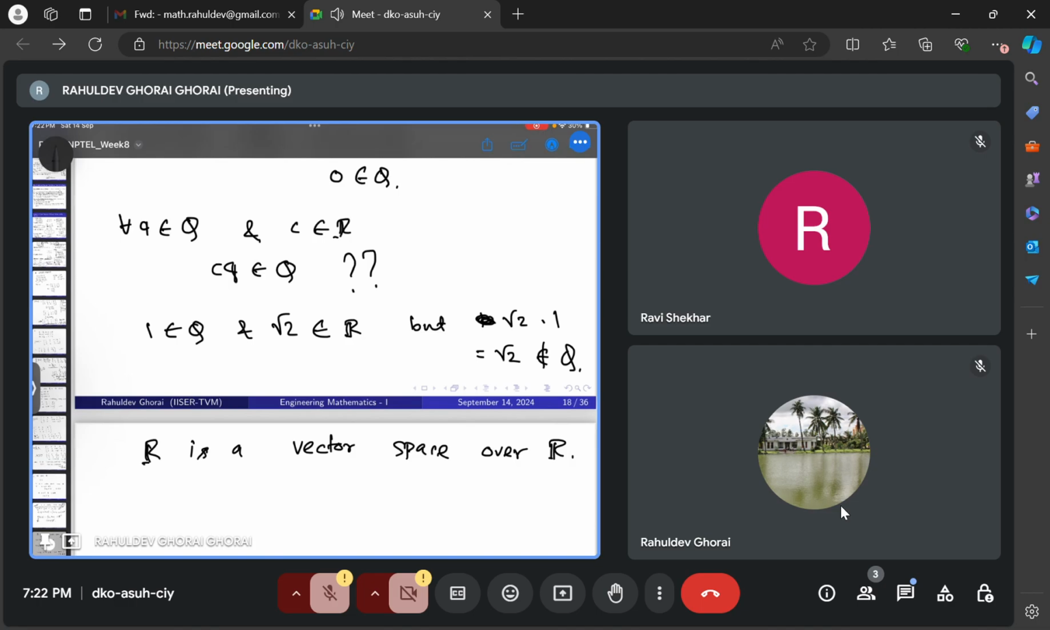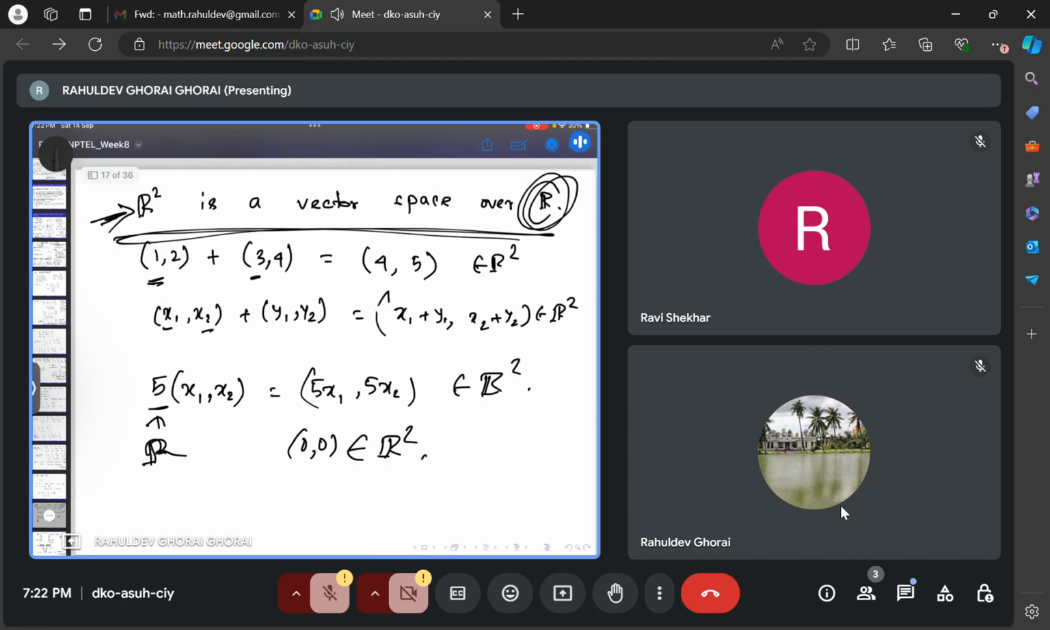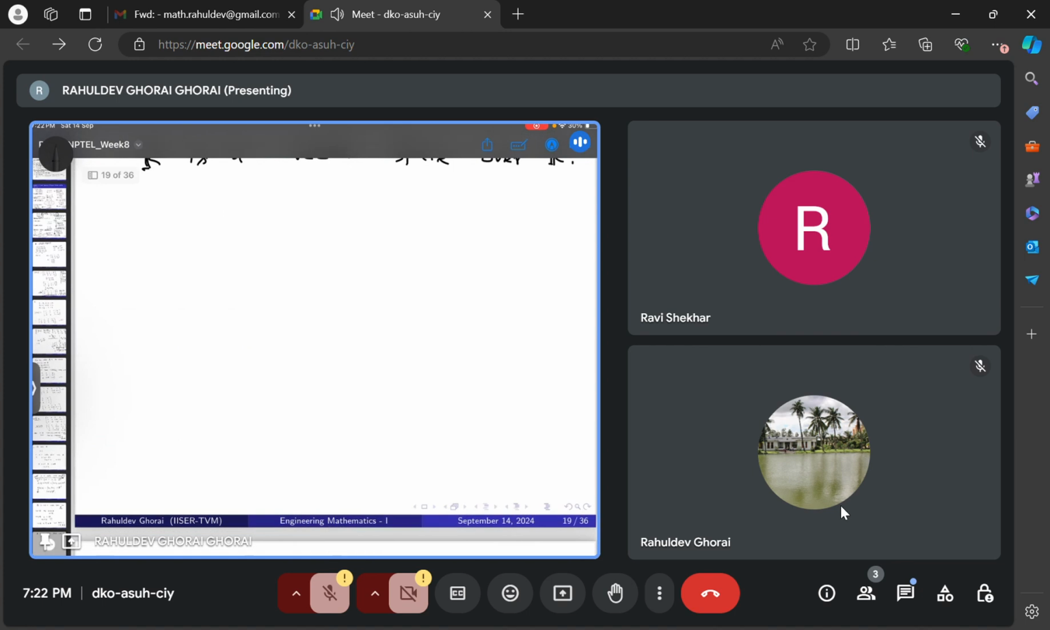I mean, don't take it as difficult. The main thing you have to remember is addition, and then multiplication by any element from the field over which it is a vector space, and the zero element has to be there in that space. Okay.